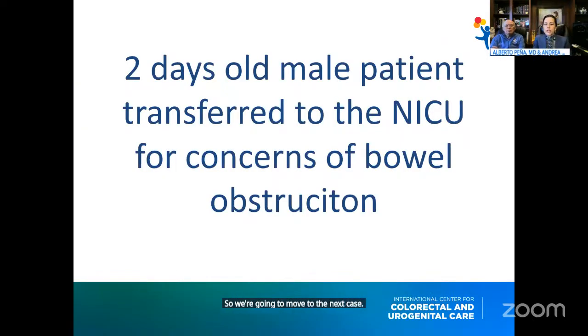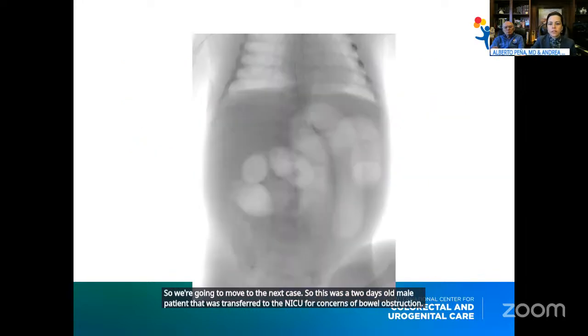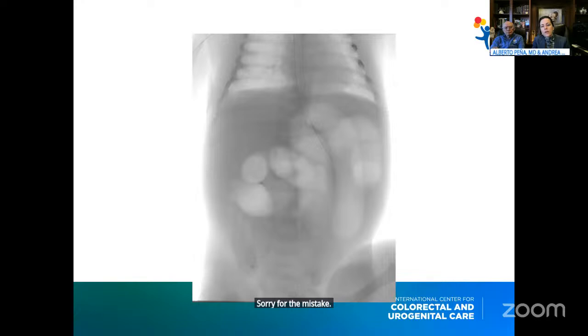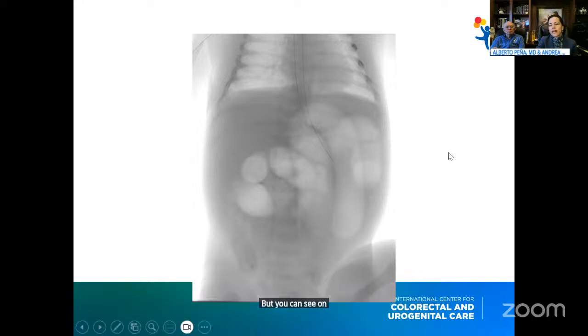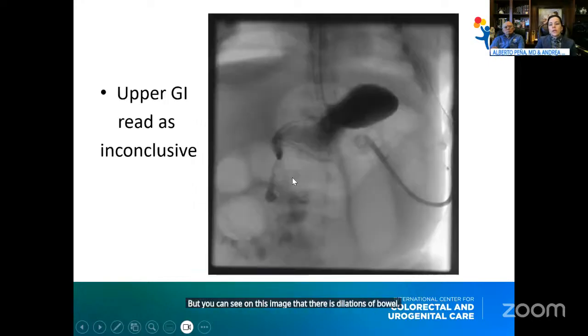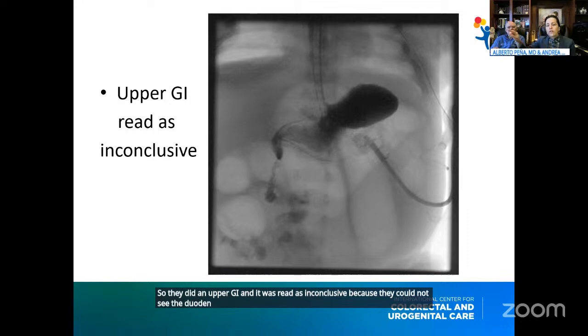So this was a 2 days old male patient that was transferred to the NICU for concerns of bowel obstruction. Sorry for the mistake. So whenever a newborn comes with concern of obstruction in the United States, the first study that they get is an upper GI to rule out malrotation in volvulus. But you can see on this image that there is dilations of bowel. So they did an upper GI and it was read as inconclusive because they could not see the duodenum doing the full curve and moving to the other side.